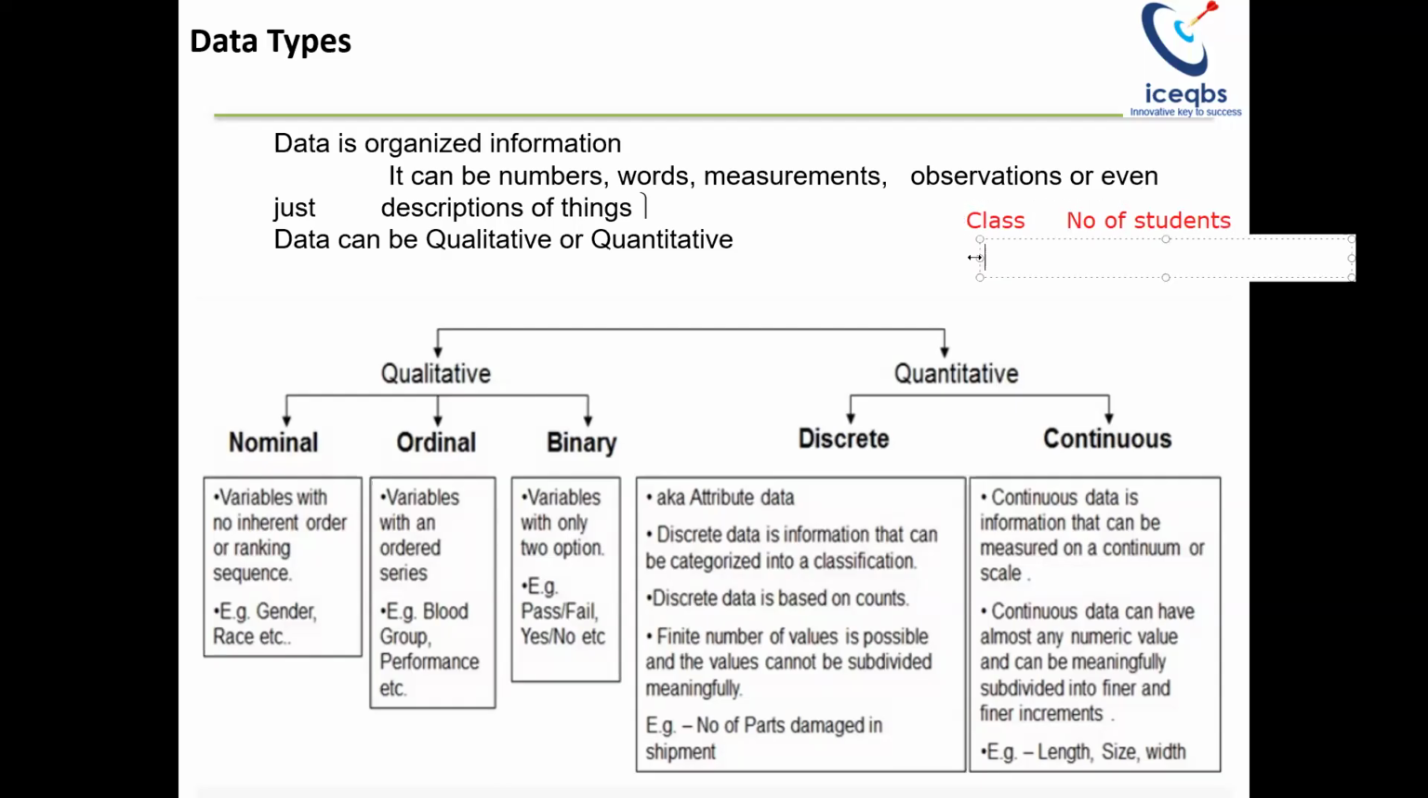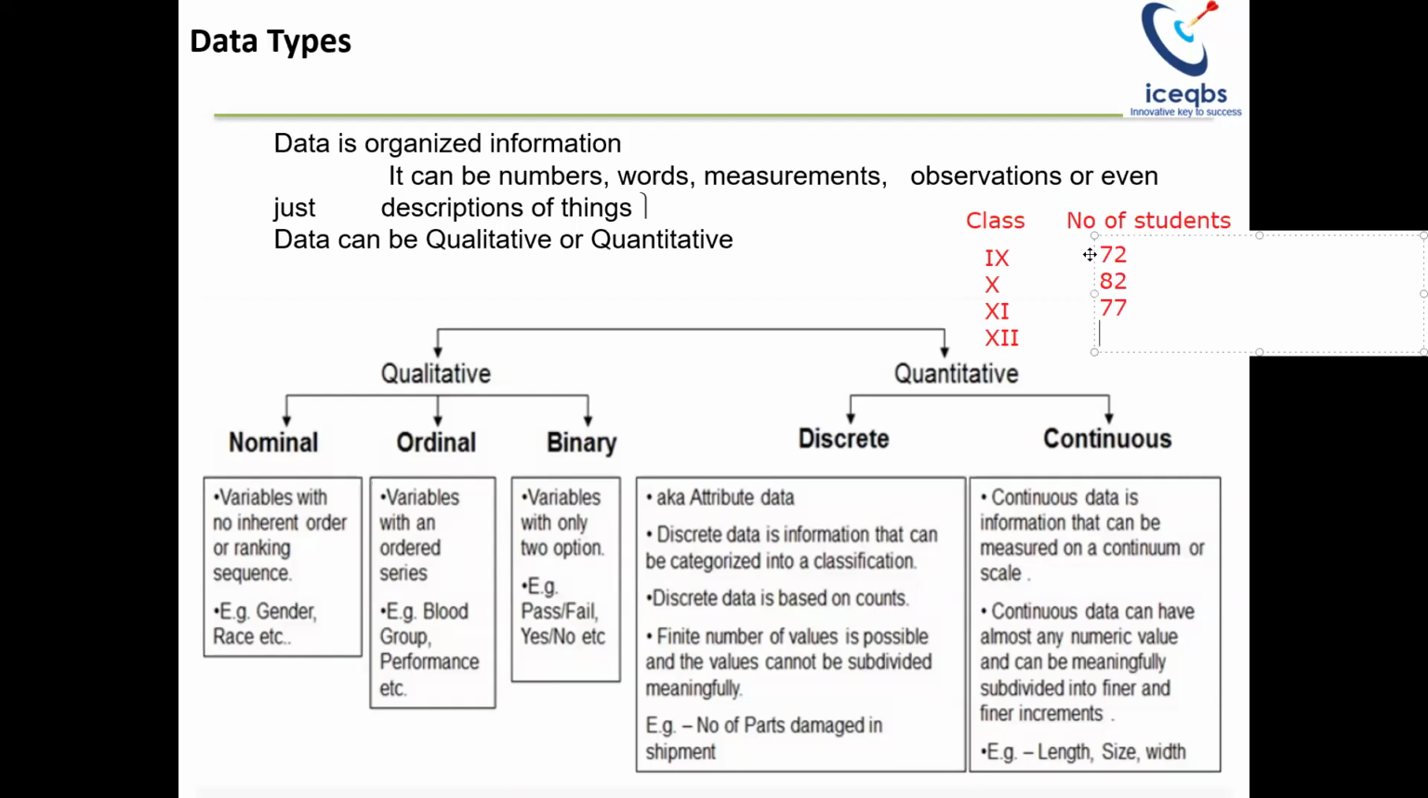So there we had class 9, 10, 11, and 12. In class 9, around 72 students were there. Class 10, 82 students were there. Class 11, 77. And class 12, 16. So once he has the data on the number of students studying in each class, he will be able to immediately calculate the number of gifts he has to buy in each category.